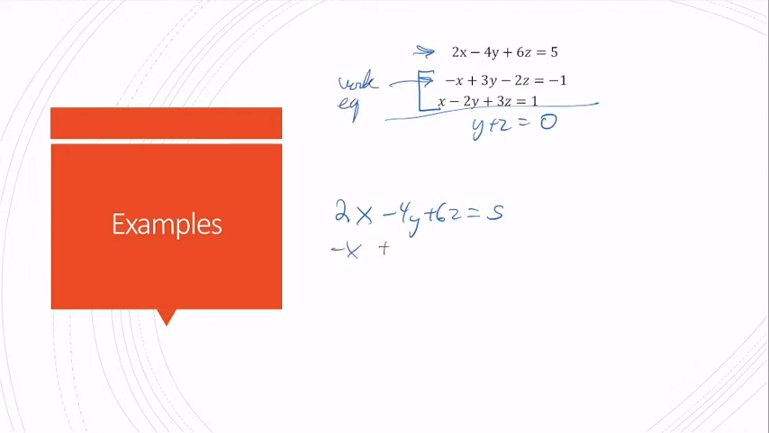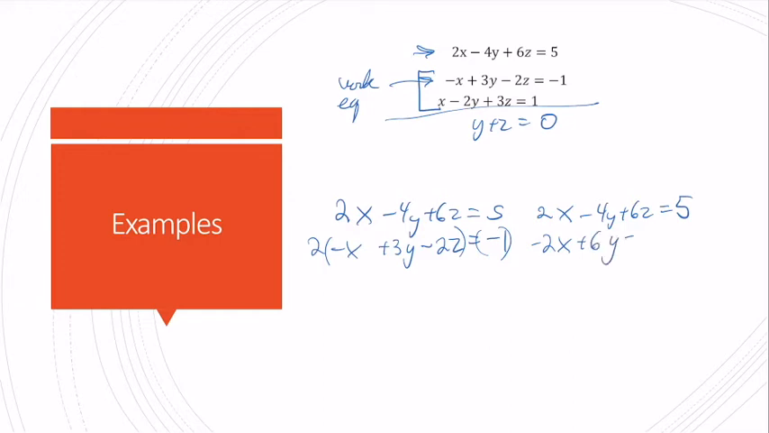So I have negative x plus 3y minus 2z equals negative 1. I can multiply this by 2. I get that 2x minus 4y plus 6z equals 5, and negative 2x plus 6y minus 4z equals negative 2. So I get 3 equals 2y plus 2z.